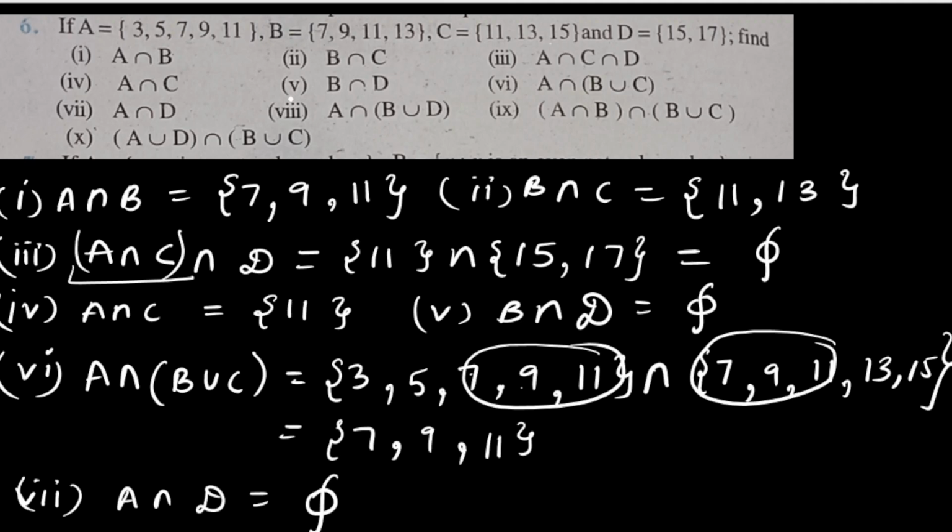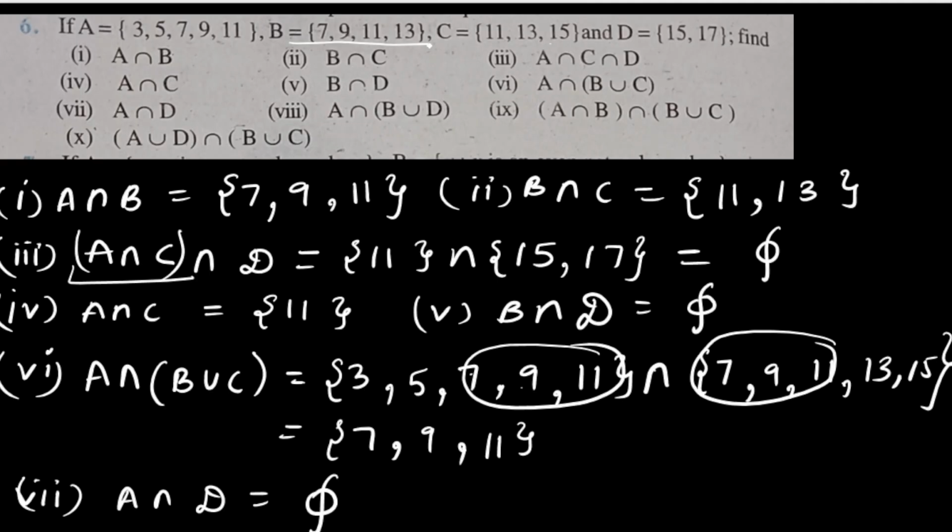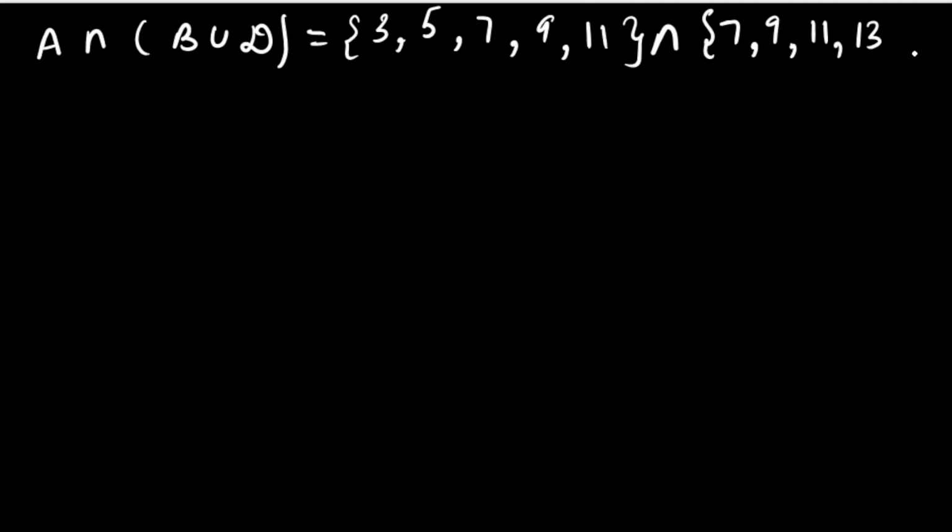So B union D means all the elements of B as well as D. From here, B union D will be 7, 9, 11, 13. All the elements of B I have written, because I am finding B union D. So D's elements also have to be written, 15 and 17. There are no same elements, so I write both 15 and 17.